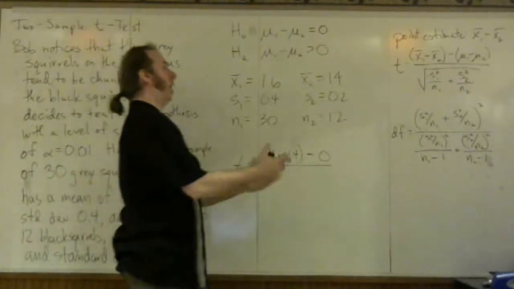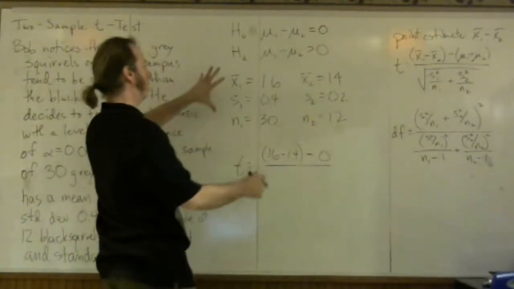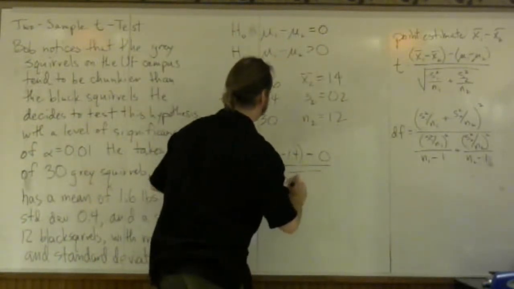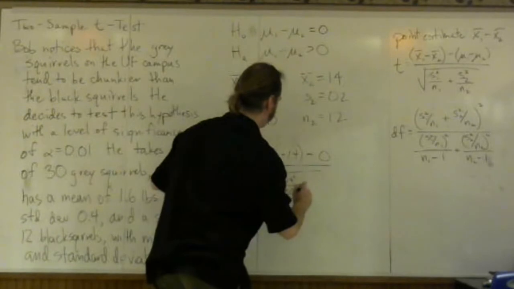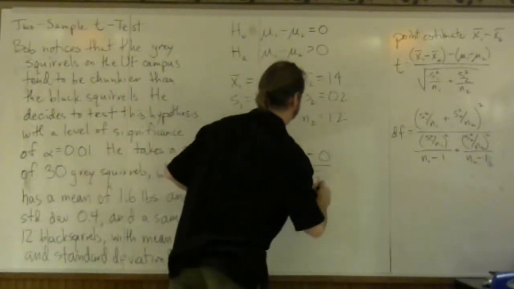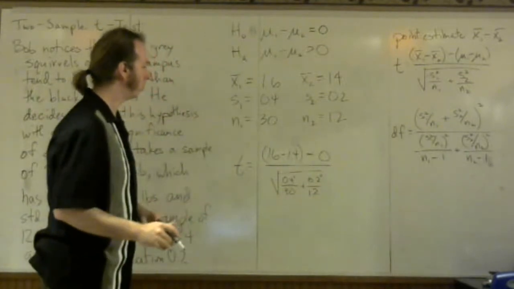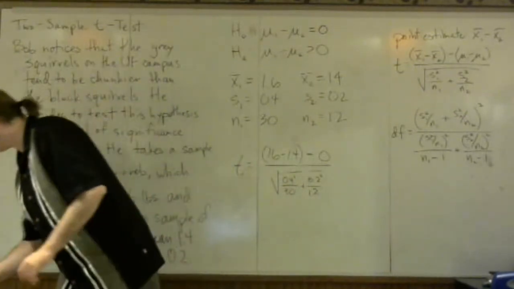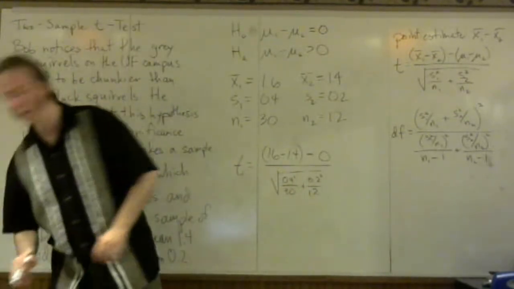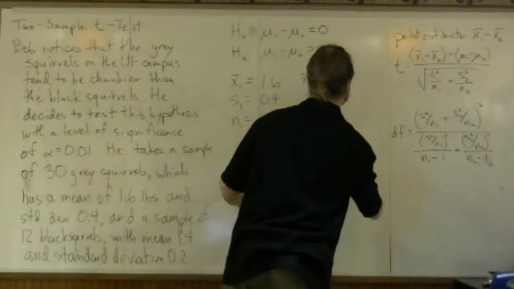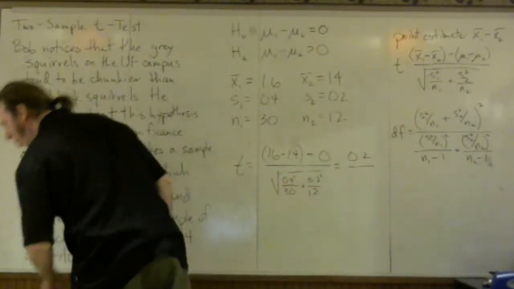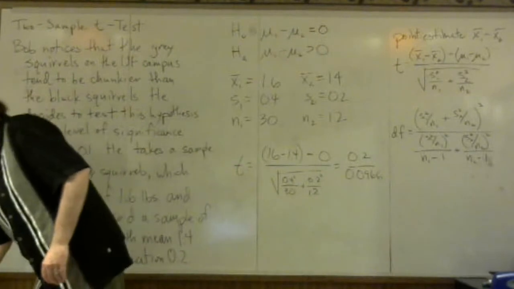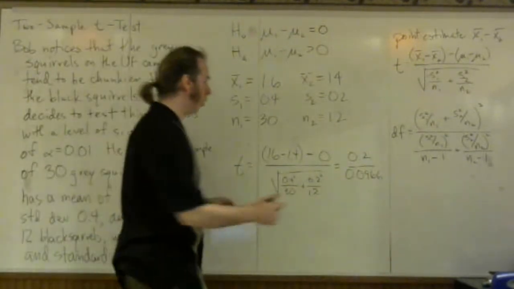And then on the bottom, I've got the standard deviation of this distribution. So 0.4 squared over 30 plus 0.2 squared over 12. And then the square root of all of that. This is stuff to punch into the calculator. I get 0.2 on the top and 0.0966 on the bottom. And this gives me a t-value of about 2.07.